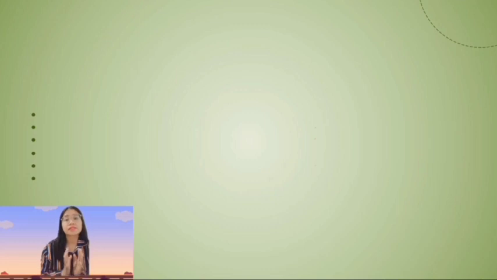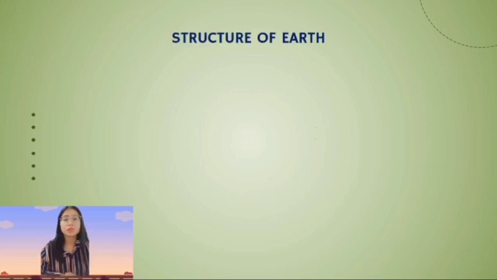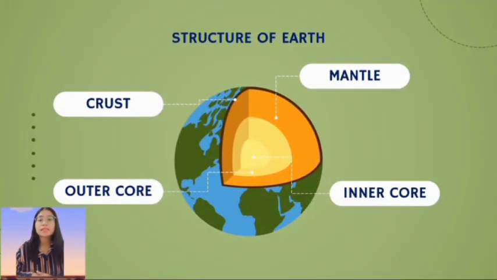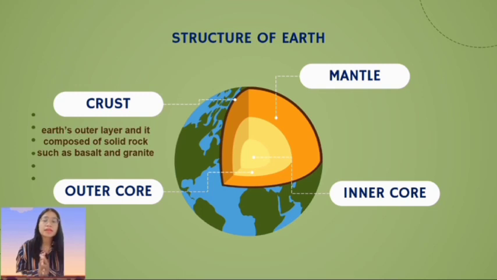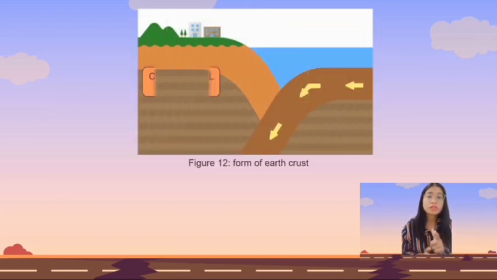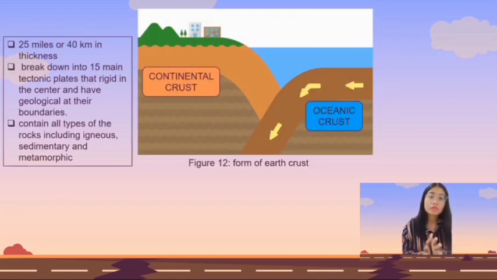Briefly, the earth structure is made up of 3 layers, which are the crust, mantle, and the core. Crust is the Earth's outer layer, and it is composed of solid rocks such as basalt and granite. There are 2 forms of earth crust, which are continental and oceanic crust. Continental crust is 25 miles or 40 km in thickness and breaks down into 15 main tectonic plates that are rigid in the center and have geological activities such as earthquakes and volcanoes at their boundaries.